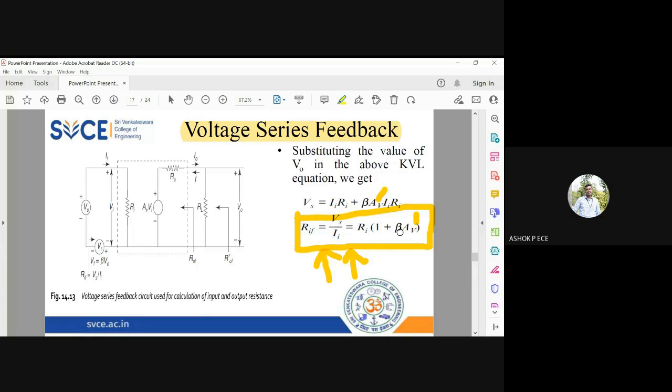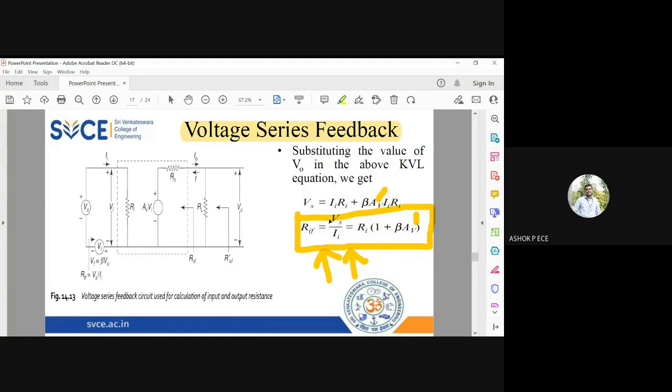See, in all the 4 types of amplifiers, we'll be applying KVL, KCL only. So you should be very, very thorough in applying KVL and KCL across the 4 networks, whatever we are going to see. First one, we have seen voltage series feedback. On the input side, I have applied KVL. On the output side, I have applied KVL. I have simplified and got the answer for RIF.